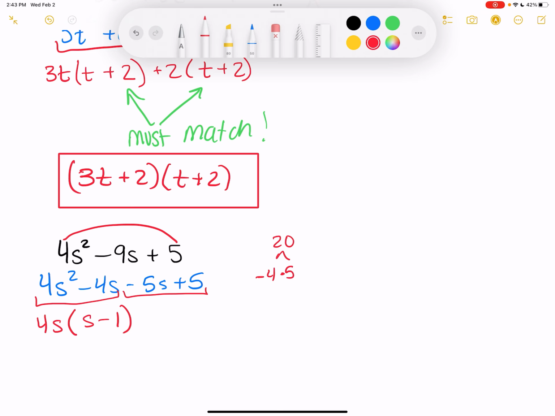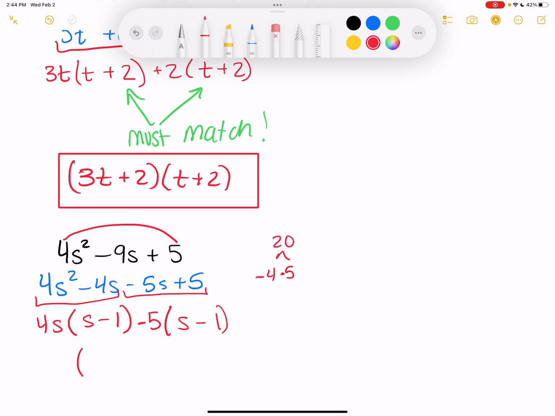Keep in mind, I want what's left over to look like this. Here, hold on. It's getting blurry. Let me fix it. 1. You can take out 6. No, wait, no. Nothing. Stop saying numbers. If I just take out a 5, it's not going to match this. I need to take out a negative 5. So that's going to leave me with s minus 1.